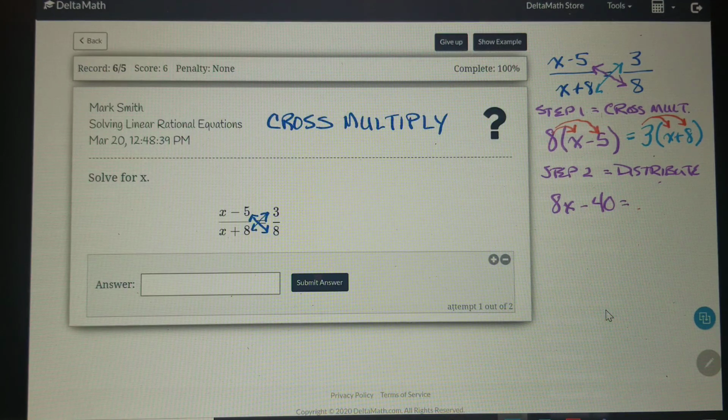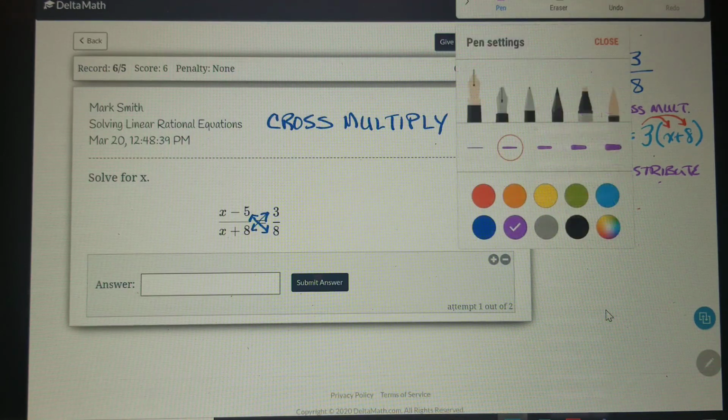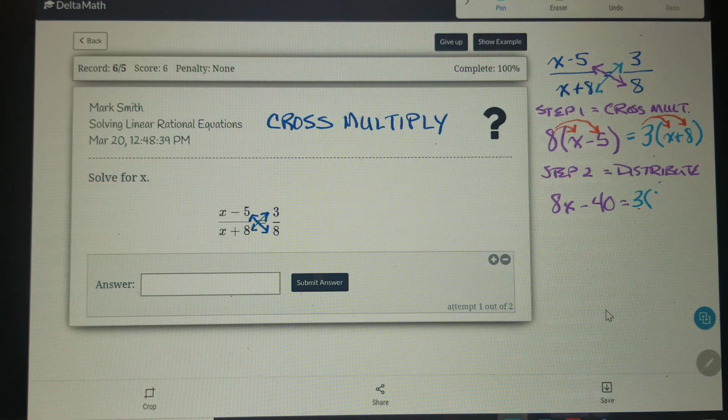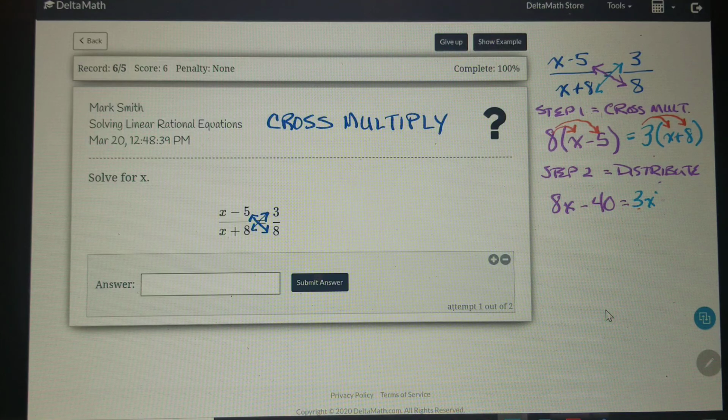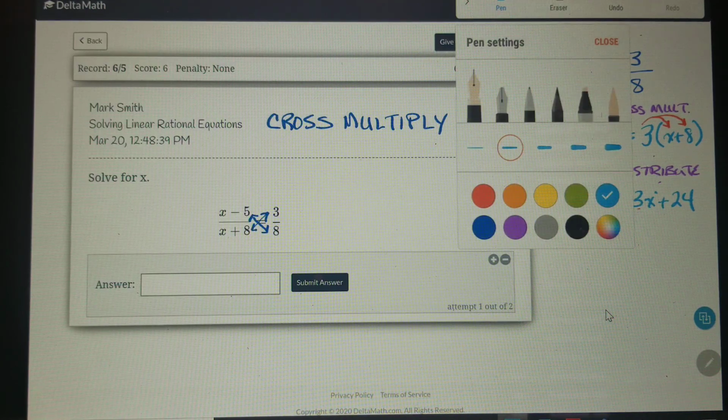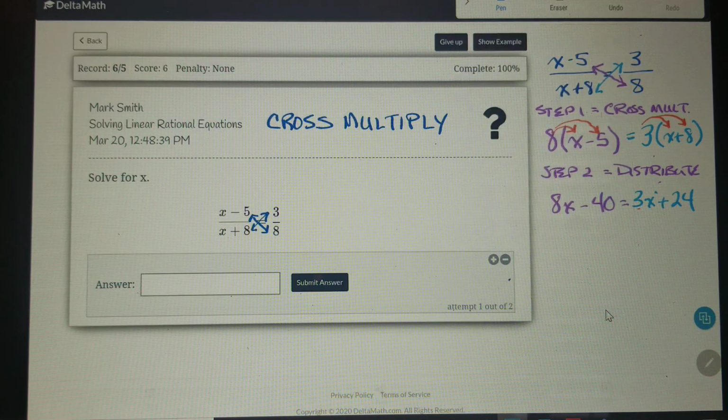Let's go to the other side and do the same thing. And we're going to have 3 times x, which is 3x, plus 3 times 8, which is 24. Now we use our awesome algebra skills to solve for x. All right, so I'm going to go back to my blue color here.